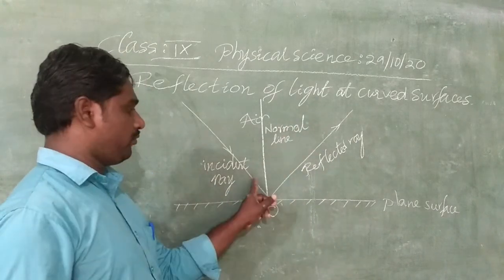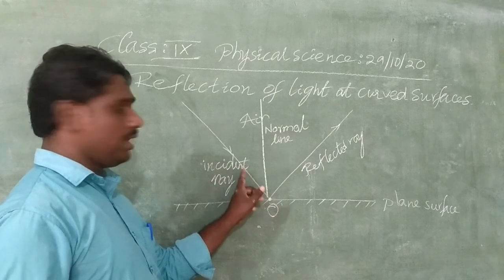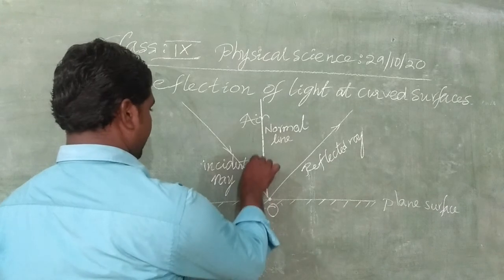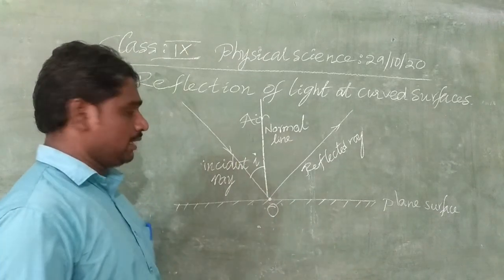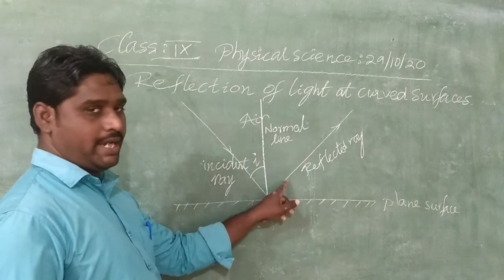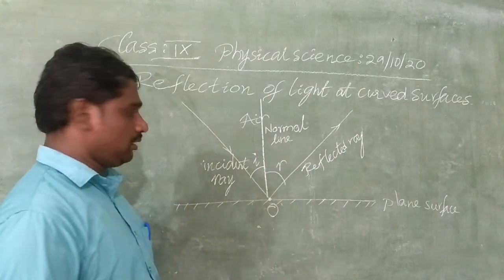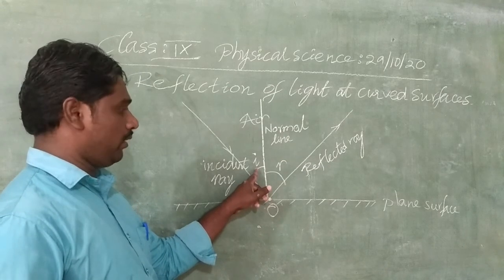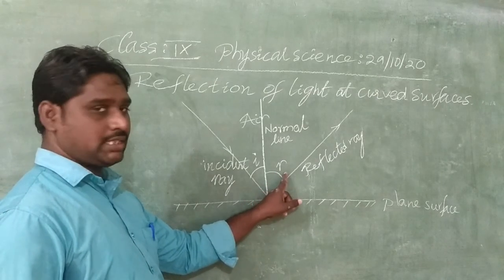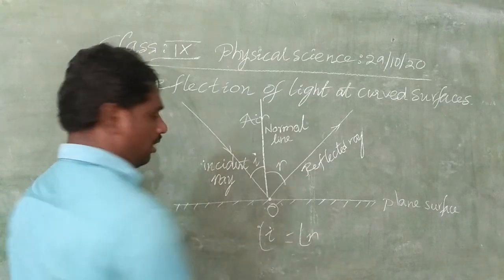When we draw the normal line, two angles are formed. The first angle is made between the incident ray and the normal. This is called the angle of incidence, i. Similarly, the second angle is made between the normal line and the reflected ray, called the angle of reflection. This is the angle of incidence, or incident angle. This is the angle of reflection, or reflected angle. These two angles are equal: angle i is equal to angle r.